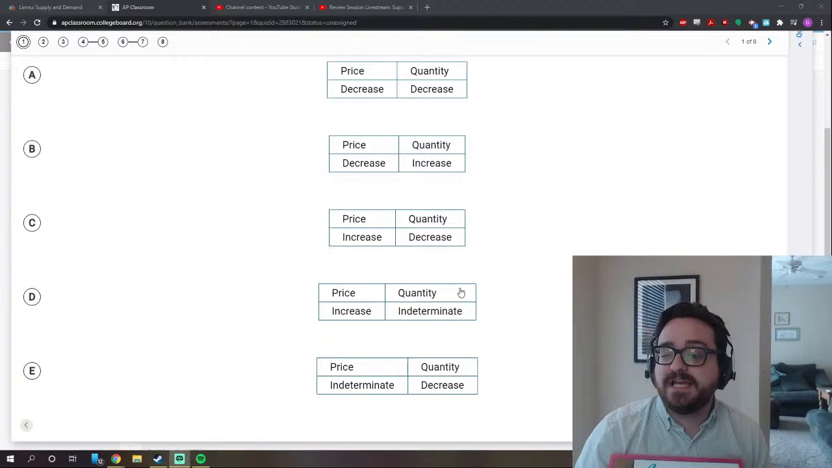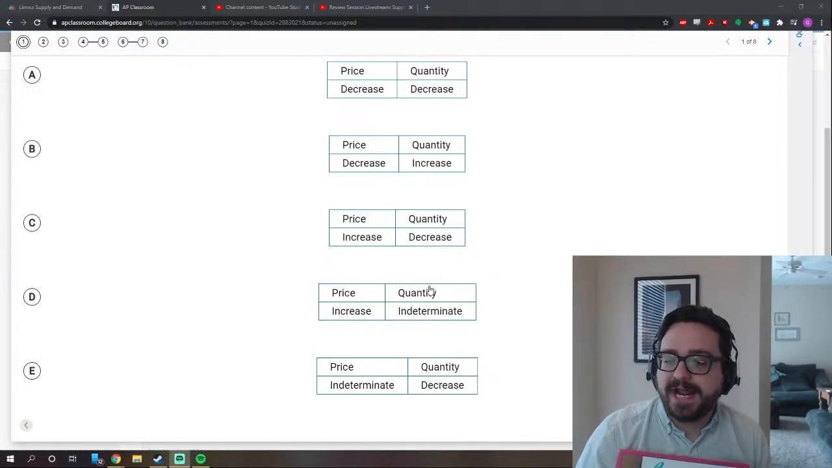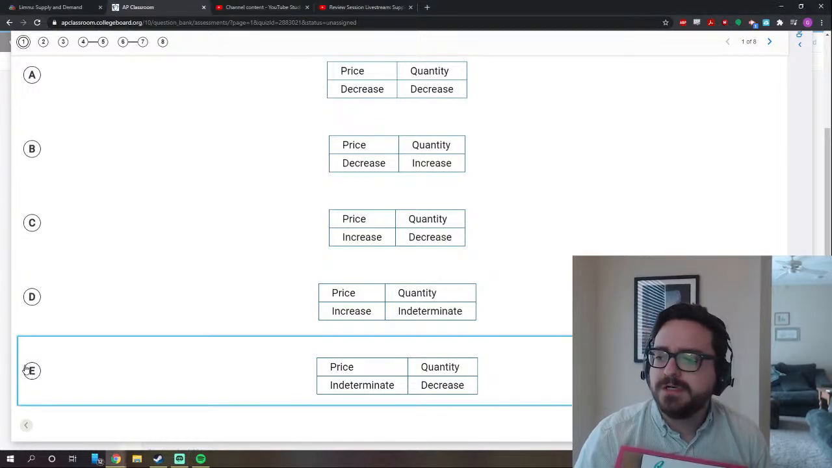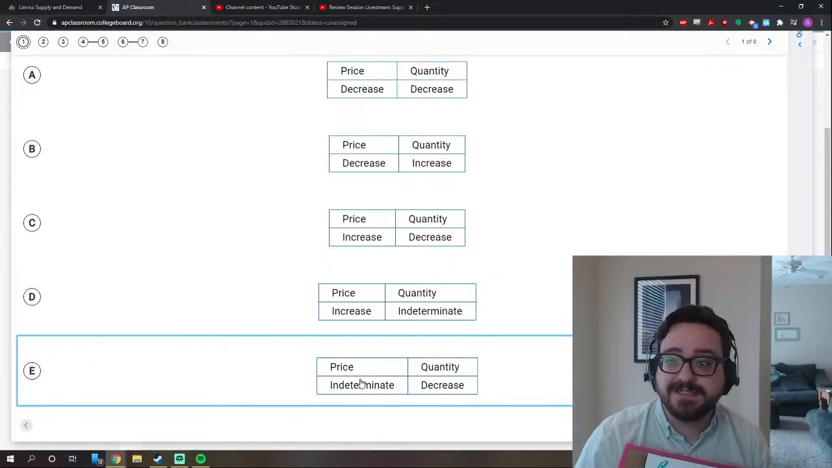If one of these answers said doesn't change, I might think about it for a second because it looked like it didn't change on my drawing. But I actually don't know what happened to it because it could have gone up, it could have gone down depending on how much supply and demand changed by, because we don't know how much they are changing by here. I can't assume they're changing by the same amount. So it has to be E. My price is indeterminate, couldn't tell you.